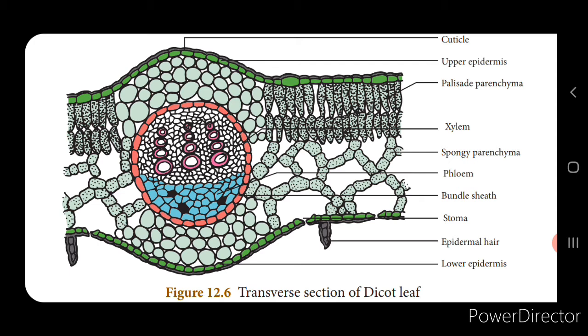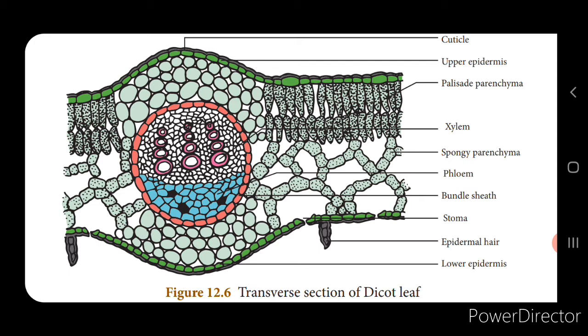And look into the picture, children. What is the type of vascular bundle? It is conjoint, collateral, and closed, isn't it? Why is it closed? Because there is no cambium in between them. And the vascular bundle is surrounded by parenchymatic cells, which are called the bundle sheath.